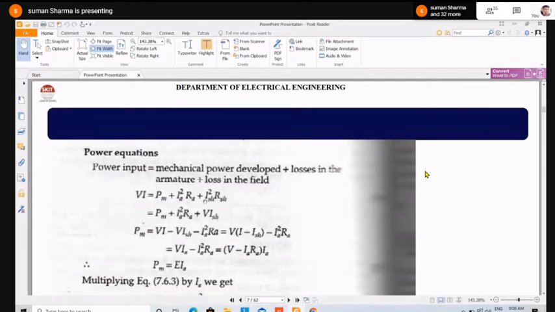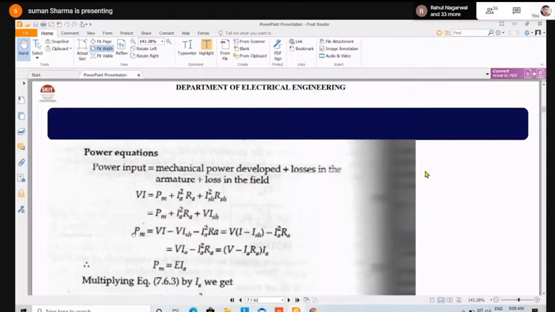Now ISH into RSH is V. So from here you can cancel one I, and replace ISH RSH with V. So here we get V into ISH, IA square RA and PM. So this is your electrical input, PM is the mechanical output, that is E into IA. IA square RA is your armature circuit copper losses, and V into ISH is your field circuit copper losses.